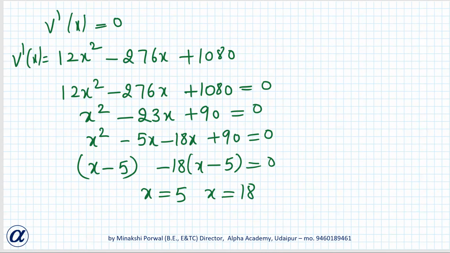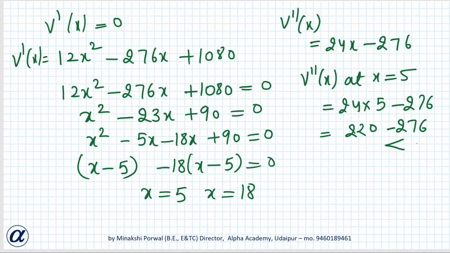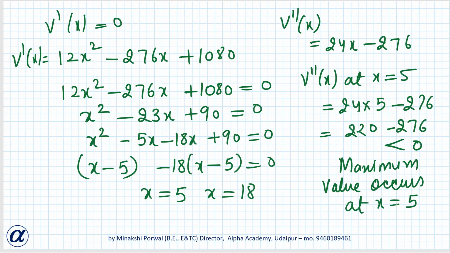Now obtaining the second derivative of this. So v double dash x will be equal to 24x minus 276. Now obtaining v double dash x at x equals 5: 24 into 5 minus 276, 5 4s are 20, 120 minus 276. So it is coming less than 0. That means the maximum value occurs here at x equals 5. So x equals 5 we got.